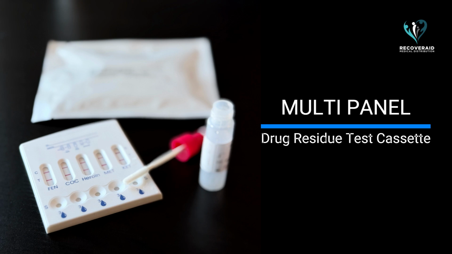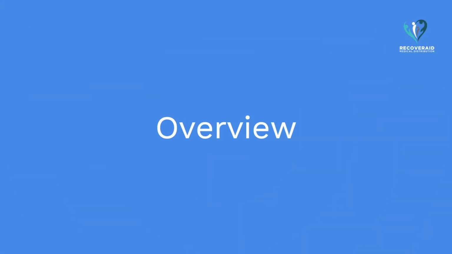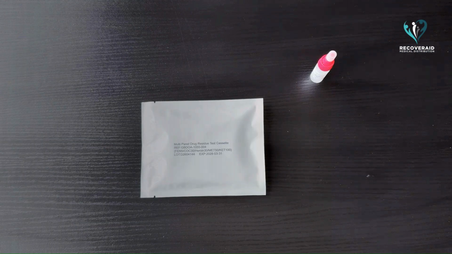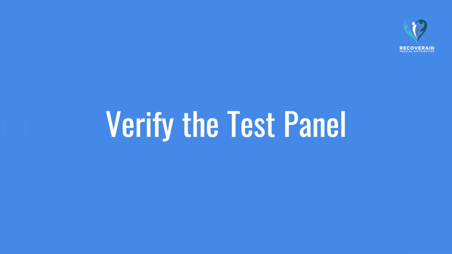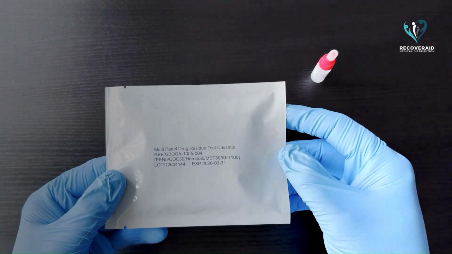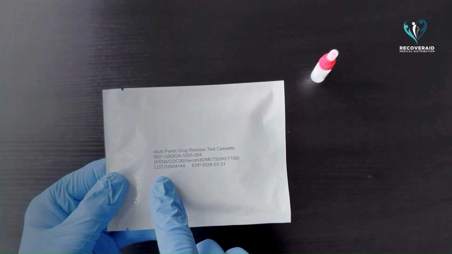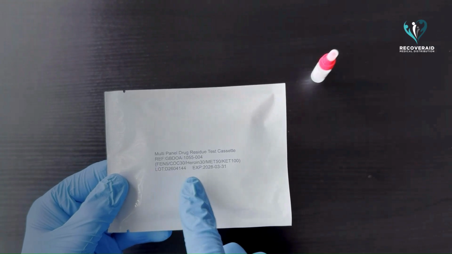Today I'll be demonstrating how to use our multi-panel drug residue test cassette. This residue test is designed to detect the presence of multiple substances from a collected sample. Before opening the pouch, take a moment to verify which substances the cassette is configured to detect. The test panel is clearly printed on the outside of the package.